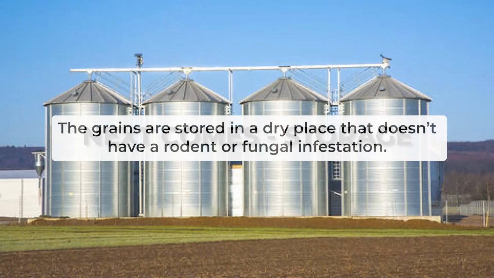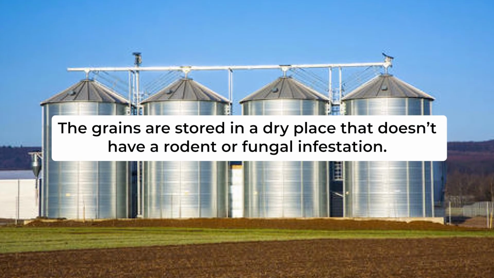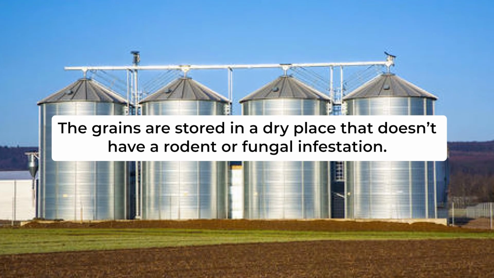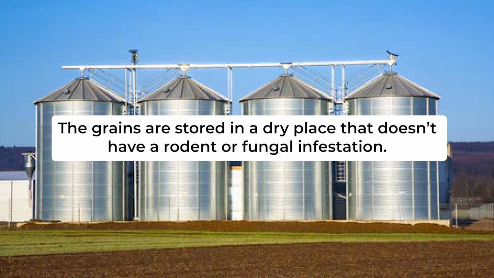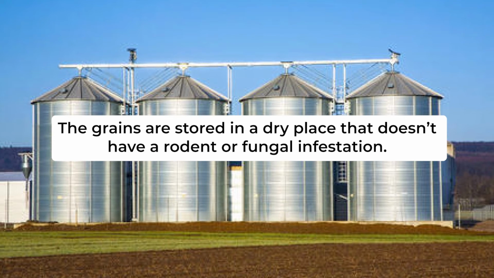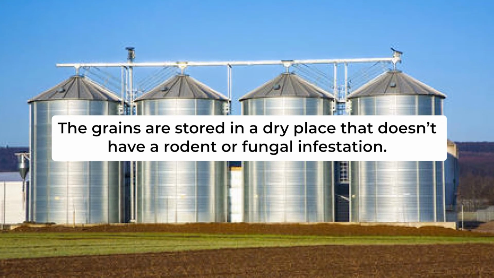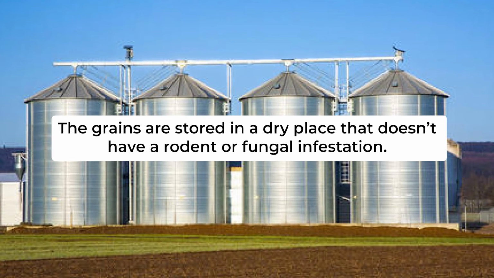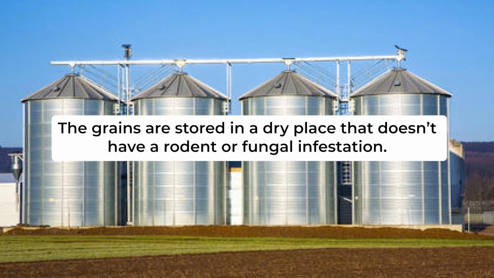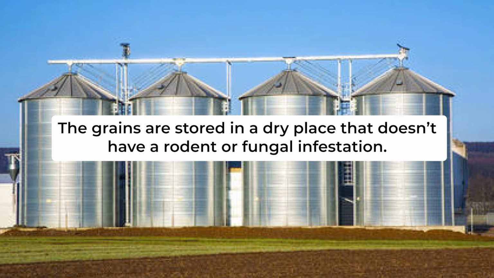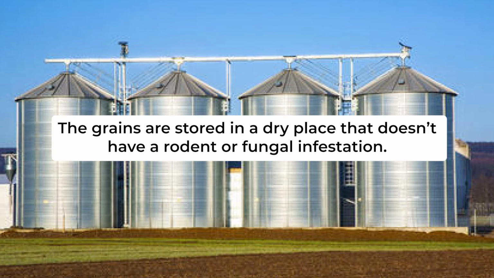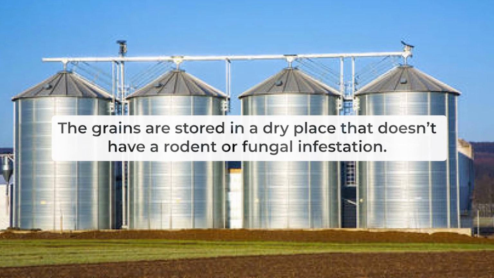Next comes storage. Storage of grains is an important step in agriculture. After the harvesting steps, the ready grains are stored in granaries. The grains have to be stored in a dry place that does not have a rodent or fungal infestation. Fumigation of storage places is carried out to make them free from microbes.